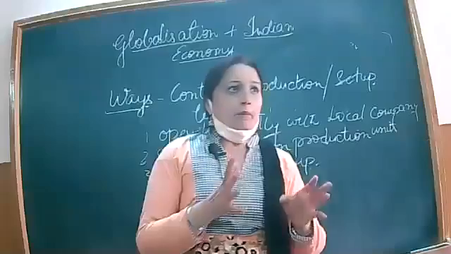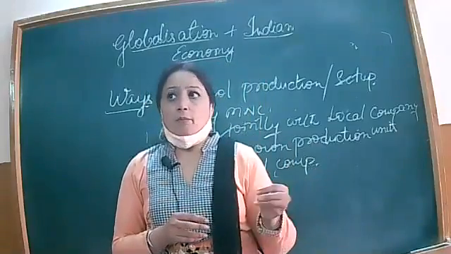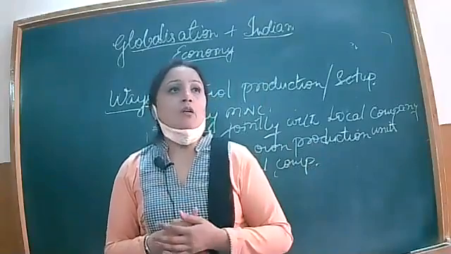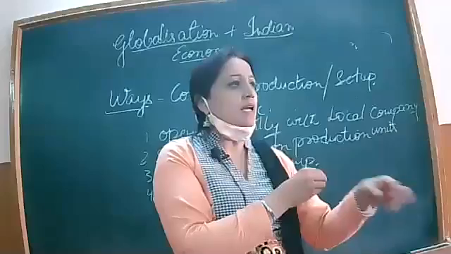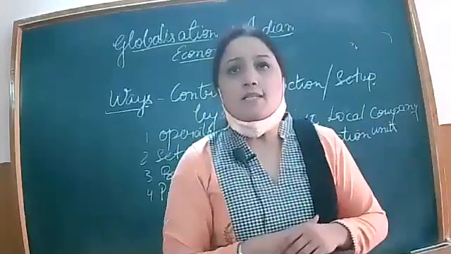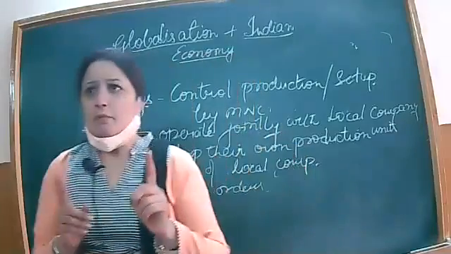Second is set up their own production unit. In this, an MNC comes to India, and after fulfilling certain formalities according to government rules, they set up their own production unit. They build their own factory, they are doing everything on their own. That is the second method through which MNCs can expand. Is this point clear? Very simple it was.